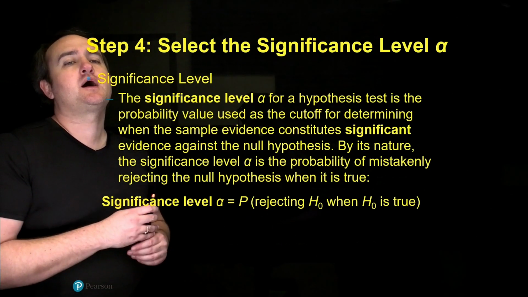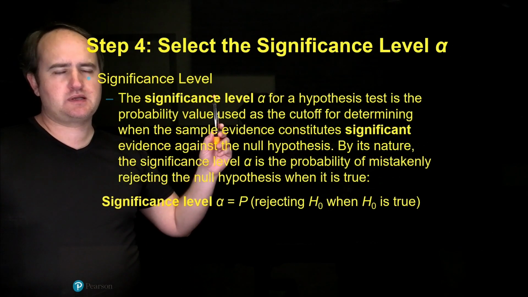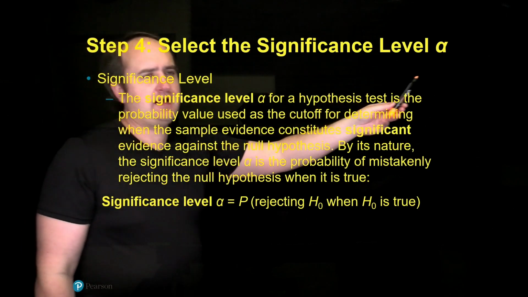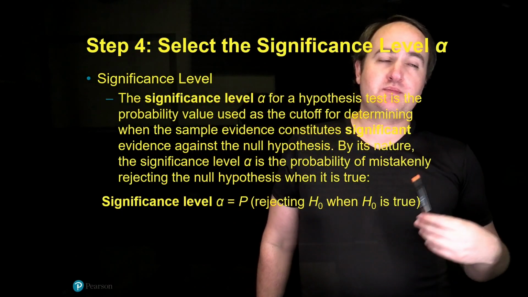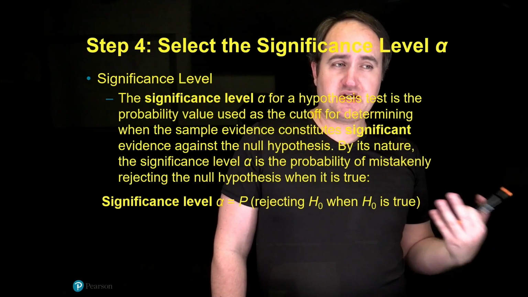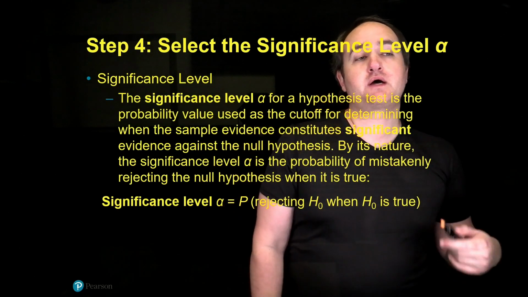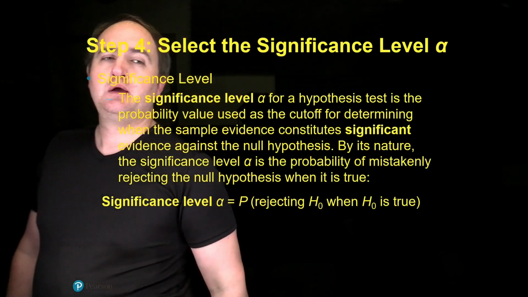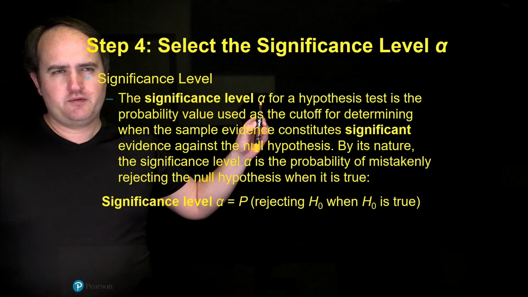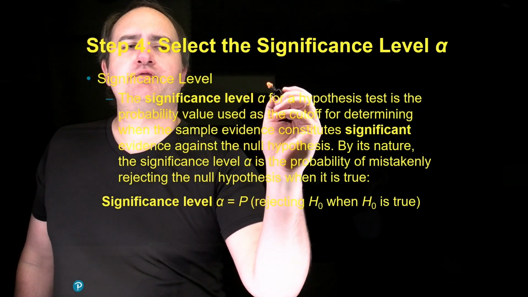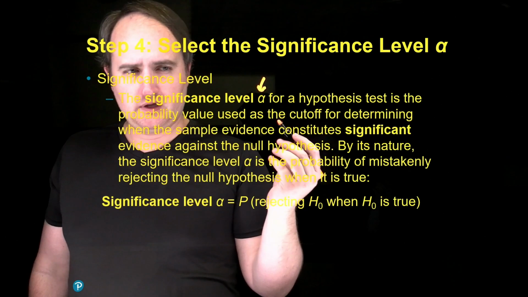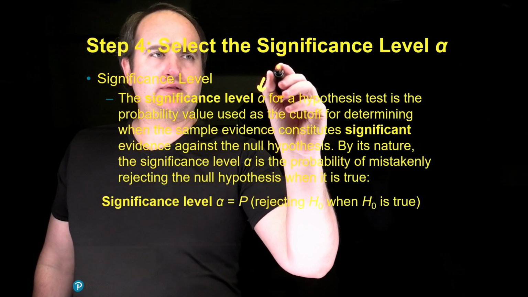The next thing we need to talk about is the significance level. The significance level, alpha, is the same as 1 minus our confidence level that we were learning in chapter 7, the previous chapter, when we talked about confidence intervals. This letter here is alpha, and it almost looks like an A, but it's a Greek letter, alpha.